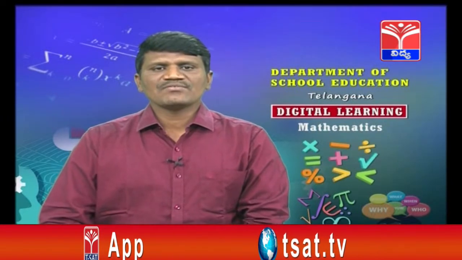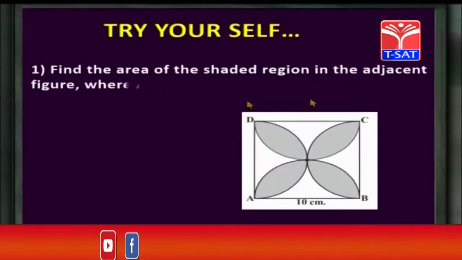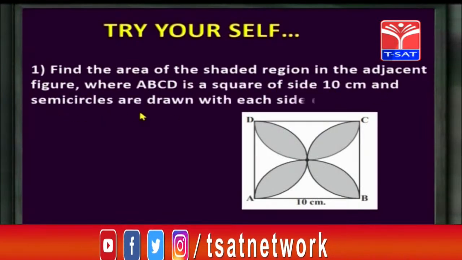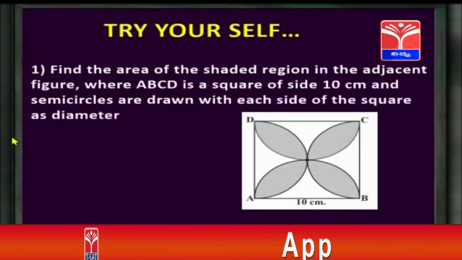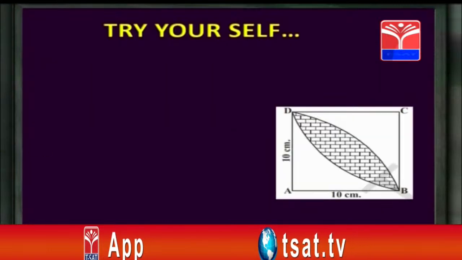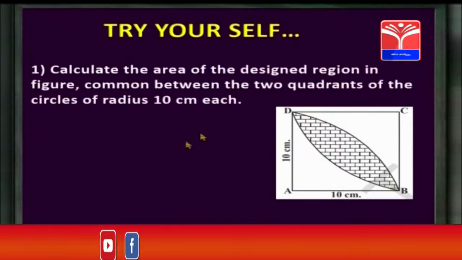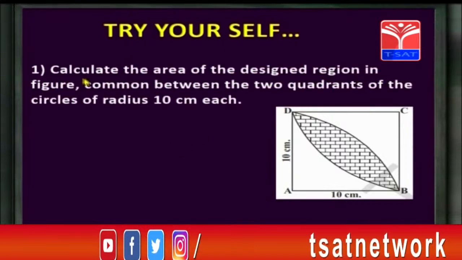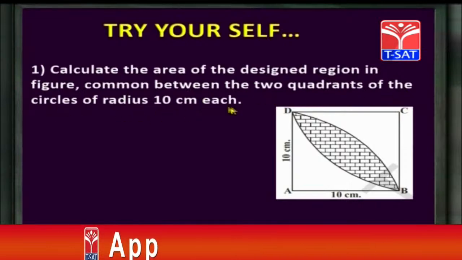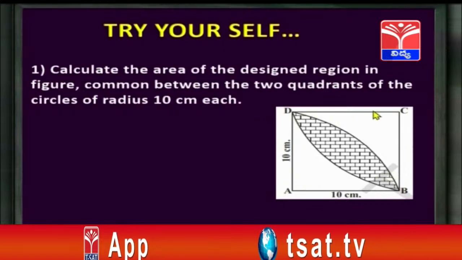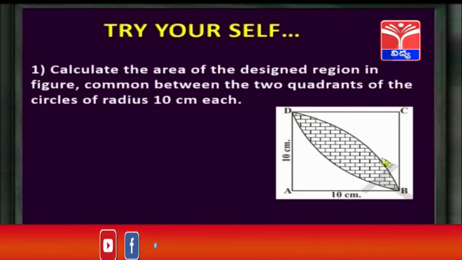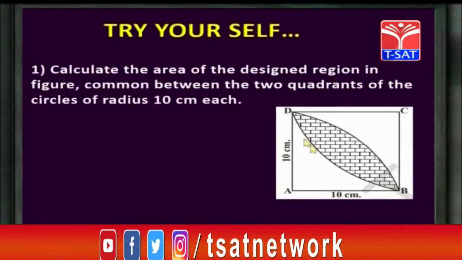Students, try this problem yourself. Find the area of shaded region in the adjacent figure where ABCD is a square of side 10 centimeter and semicircles are drawn with each side of the square as diameter. So this is the figure, students. You try yourself. And the second problem, calculate the area of the designed region in the figure common between the two quadrants of the circle of radius 10 centimeter each. So this is the square and this is a sector and this is also a sector. Using the formula, you can solve this problem.